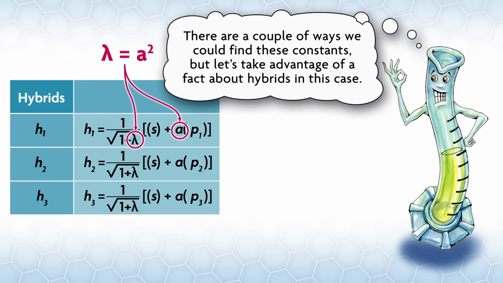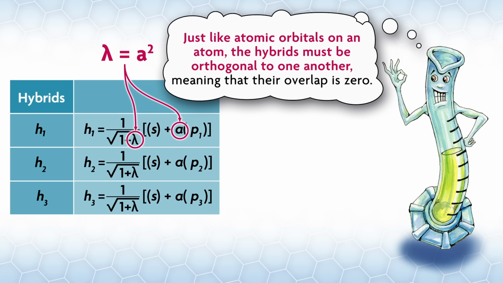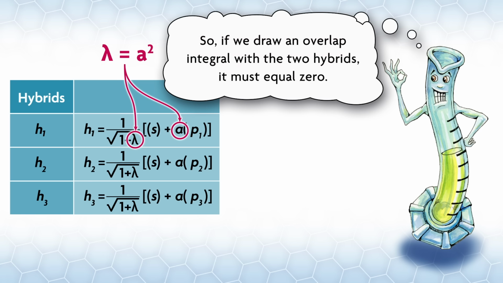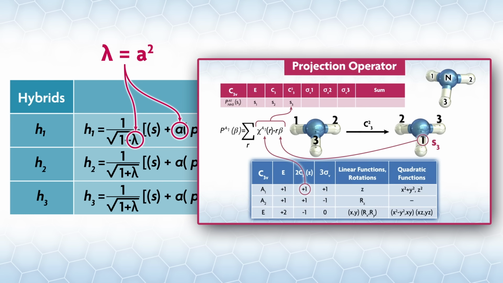There are a couple of ways we could find these constants, but let's take advantage of a fact about hybrids in this case. Just like atomic orbitals on an atom, the hybrids must be orthogonal to one another, meaning that their overlap is 0. So if we draw an overlap integral with the 2 hybrids, it must equal 0. We do have some video that covers normalization and overlap integrals in some detail with regards to MO theory, and we'll put the link in the description.